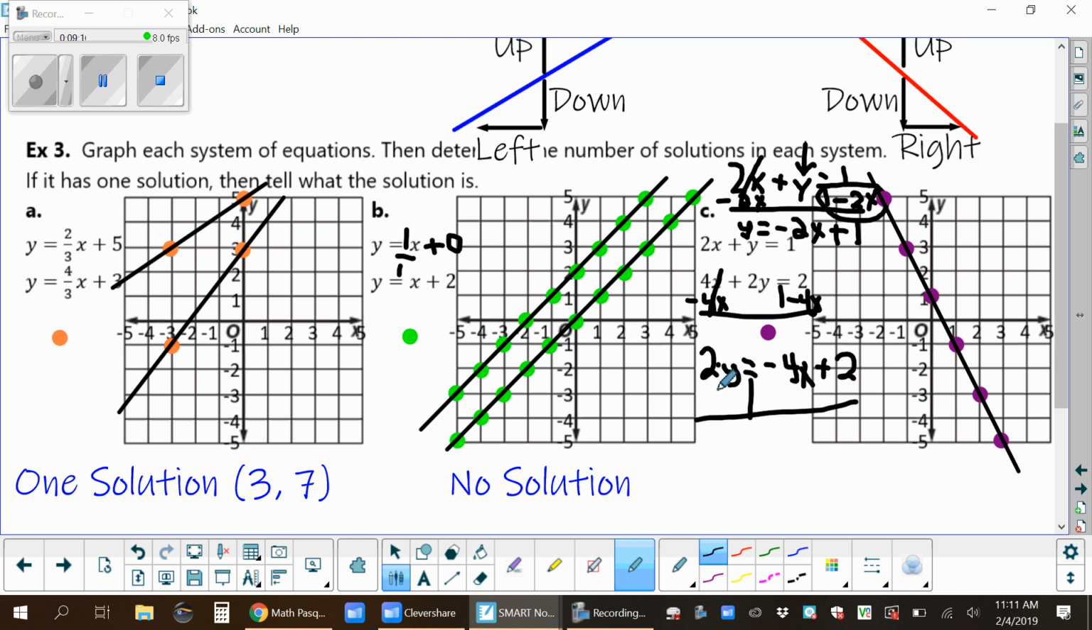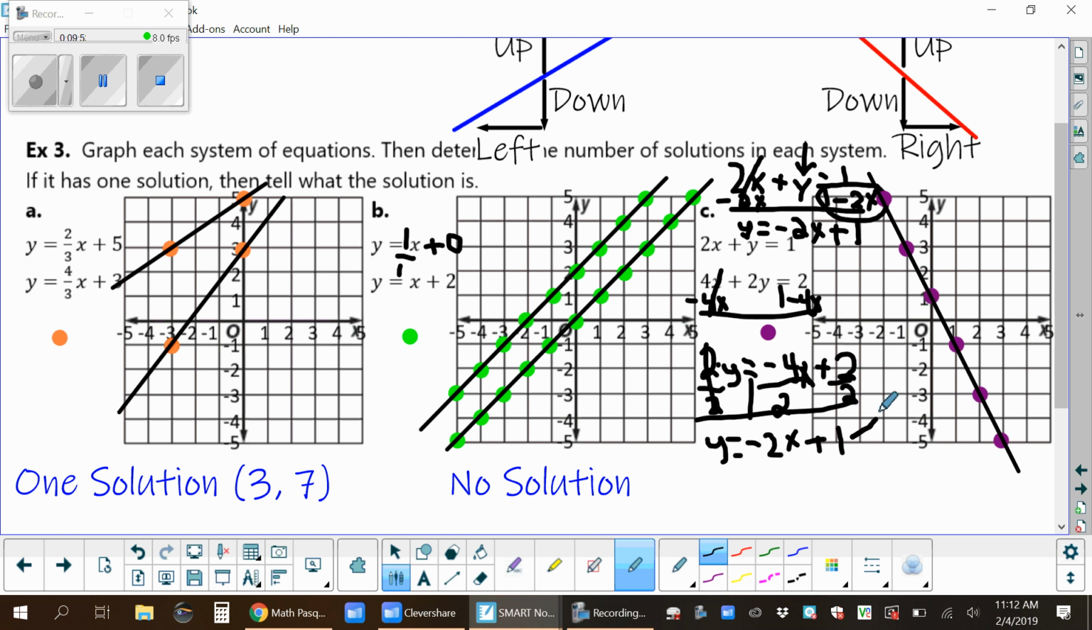Since this means 2 times y, then the opposite is to divide by 2. And then remember, just like we said at the top of the page, when you divide, you have to divide everything by that number. So in this case, that means that I'm dividing all of these numbers by 2. So that over here, 2 divided by 2 will cancel out, which just leaves y. And then over here, negative 4 divided by 2 is negative 2x. And then 2 divided by 2 is 1, so I write plus 1.